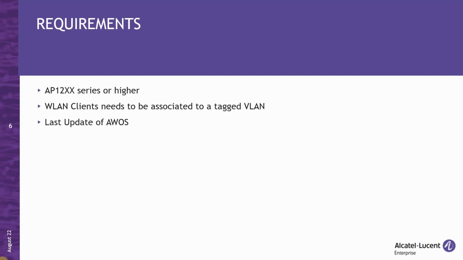In order to do this implementation, you will need to have a Stellar AP 1200 series or higher. AP 1100 series will not support the supplicant feature. The wireless client needs to be associated to a VLAN with a tag, and you will need to upgrade your access point firmware to the latest one.